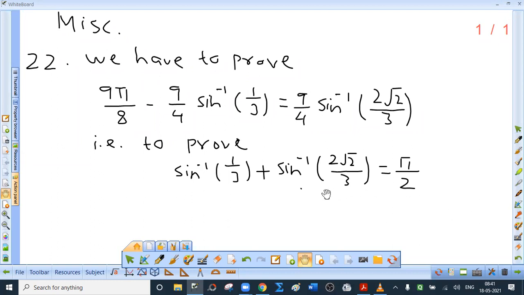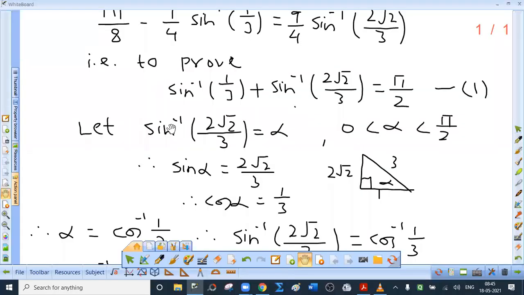Now next part is simple. See, sine inverse x plus cos inverse x is pi by 2. So it is sufficient to prove that sine inverse 2 root 2 upon 3 is nothing but cos inverse 1 by 3. Let sine inverse 2 root 2 upon 3 be alpha. Now ratio is positive, so alpha lies in first quadrant. So cosine ratio is also positive.